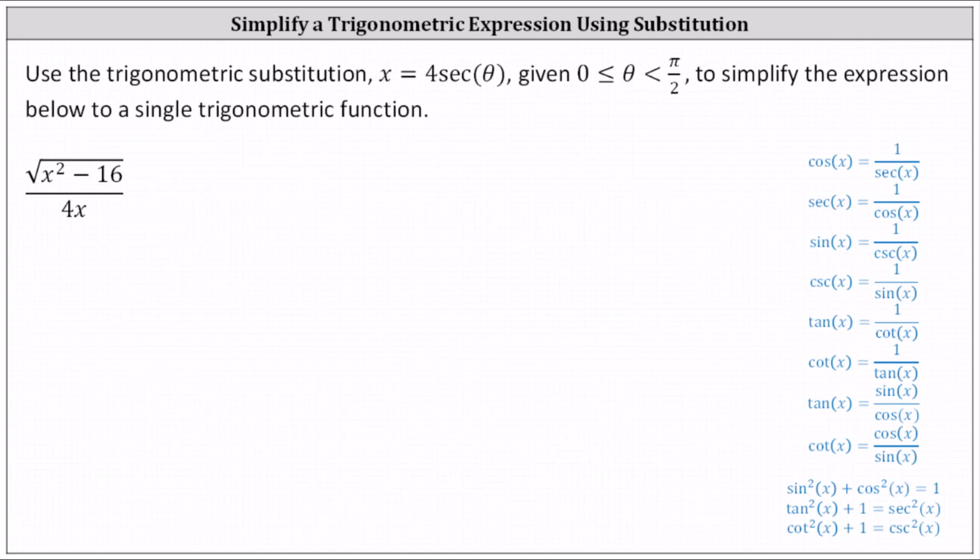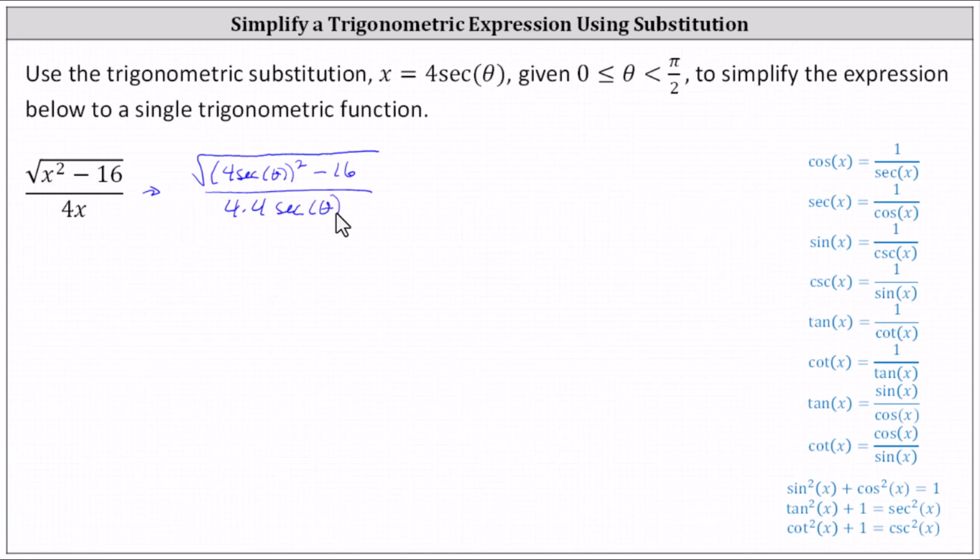Replacing x with 4 secant theta, the expression becomes the square root of the difference of the square of 4 secant theta and 16, all divided by 4 times 4 secant theta.